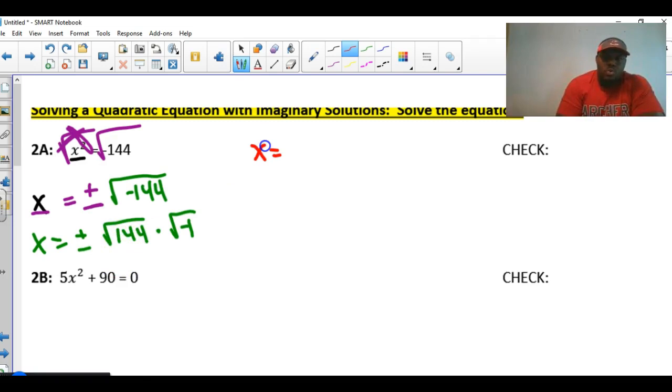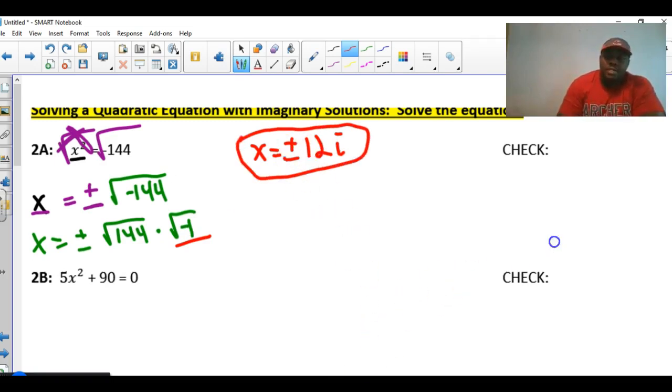So we have x equals, don't forget my plus and minus, the square root of 144 is 12. And the square root of negative 1, guys, we've been talking about it, that gives me the imaginary number, which is i. So we have x equals plus or minus 12i. Okay. Now to check myself is simple. Remember, x is plus or minus 12i. So we have two answers. We have x equals positive 12i, and we have x equals negative 12i, okay? So I'm just going to check both of those.